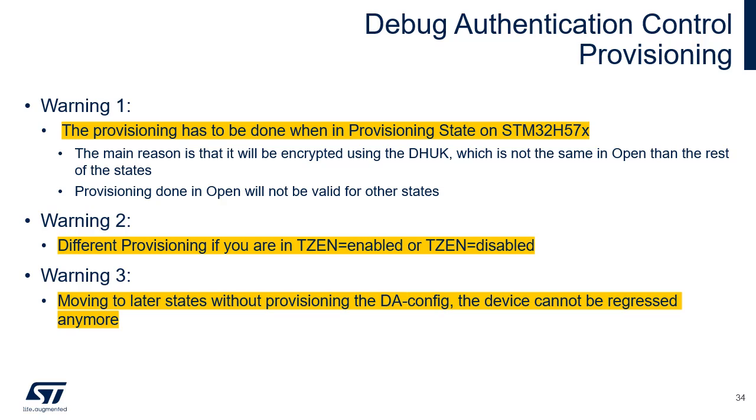Note that RSS lib encryption option must be set for STM32H57X devices, while RSS lib encryption option must be reset for STM32H56X devices.